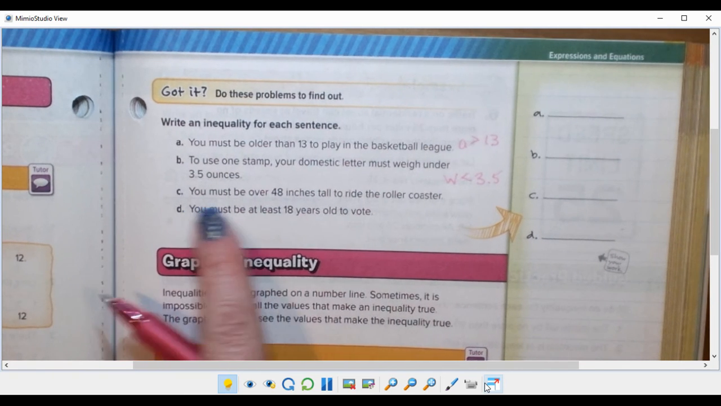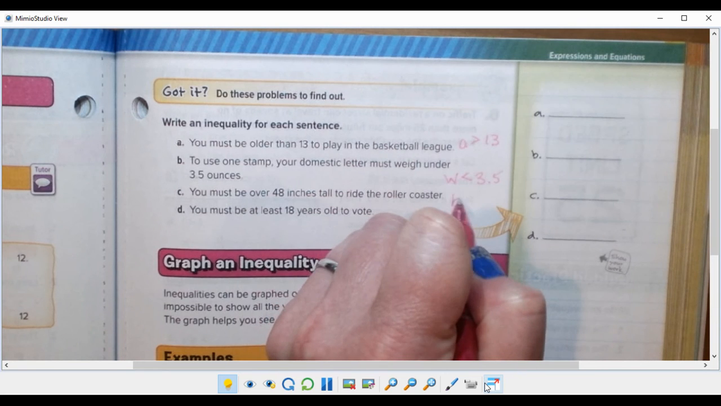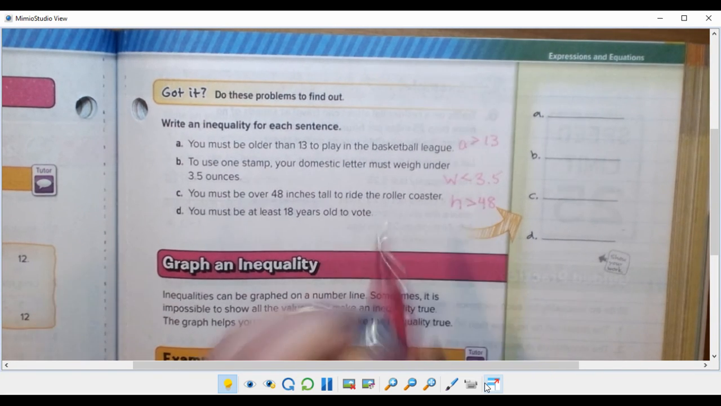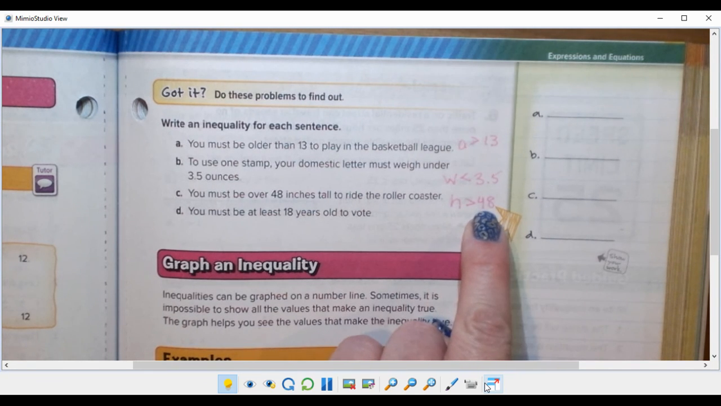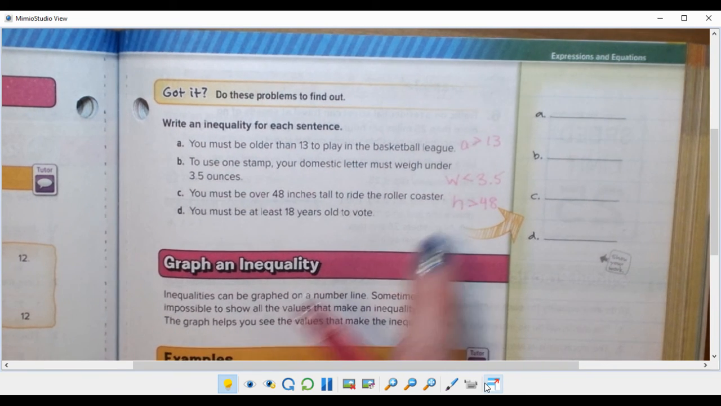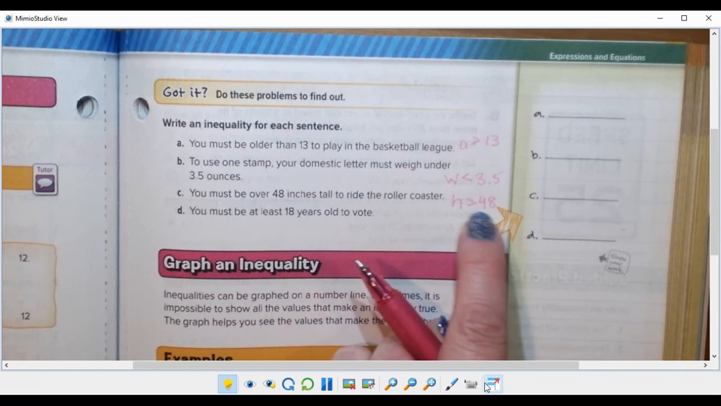All right, the next one, you must be over 48 inches tall to ride the roller coaster. Well, H equals height, 48 is my number. I know it's going to have to be greater than. H, my height, is greater than 48. Will I put the equal sign? Nope. Starting to sound like a broken record here because it doesn't say 48 inches or more. It just says over 48. This would be another case where you'd wear your thick-soled sneakers to try to make it on if you were close.